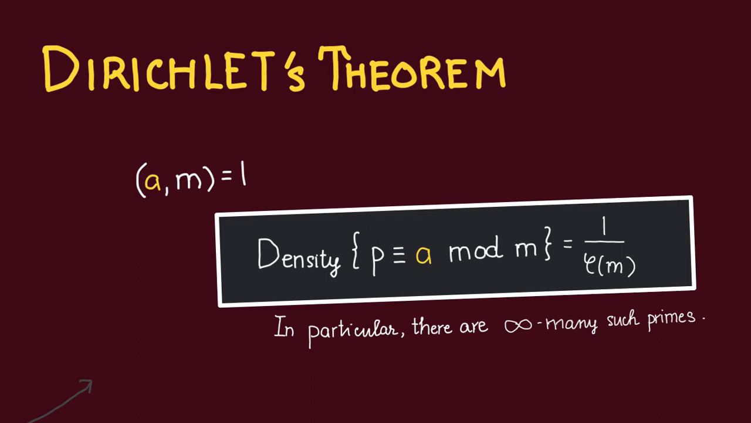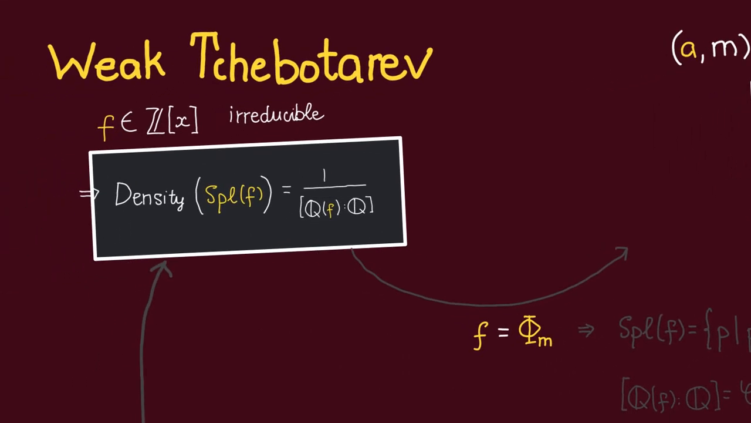Now this theorem turns out to be a generalization of Dirichlet's theorem on primes in arithmetic progression. Remember, this theorem says that if A is relatively prime to M, then the density of the set of primes congruent to A mod M is just going to be equal to 1 over the Euler phi function evaluated at M. In particular, there must be infinitely many primes congruent to A mod M.